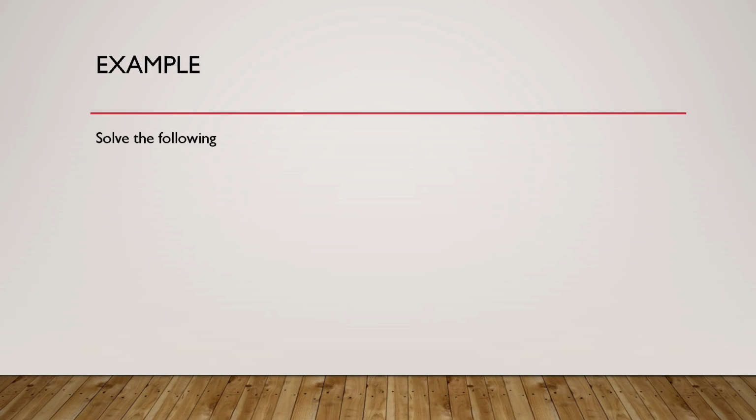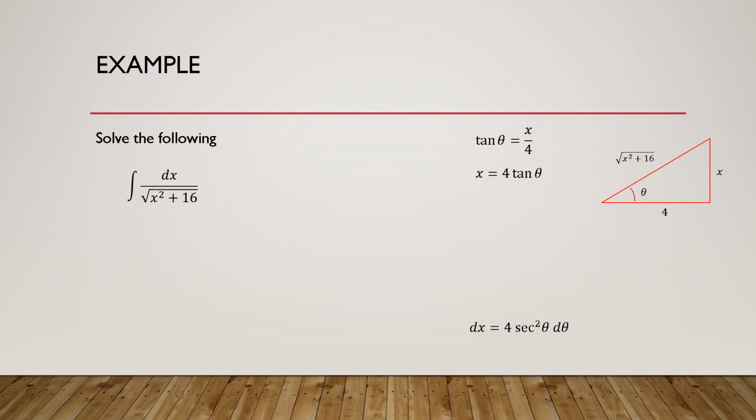As an example, let's solve the integral of dx over the square root of x squared plus 16. In this case, we construct a triangle with the a side equal to 4, tangent theta equals x over 4, so x equals 4 tangent theta, which makes dx equal to 4 secant squared theta d theta. We can also derive secant theta as equal to the square root of x squared plus 16 over 4, which makes the square root of x squared plus 16 equal to 4 secant theta.